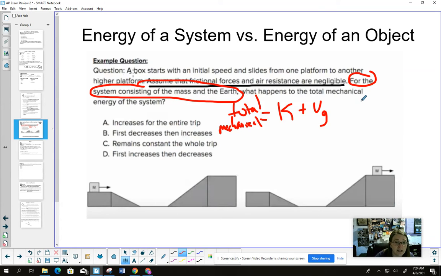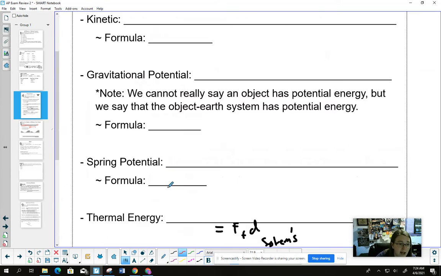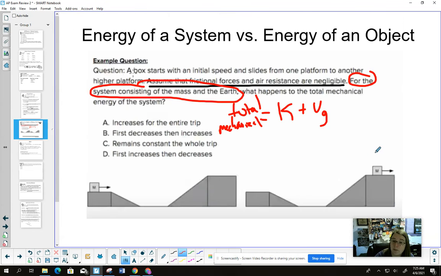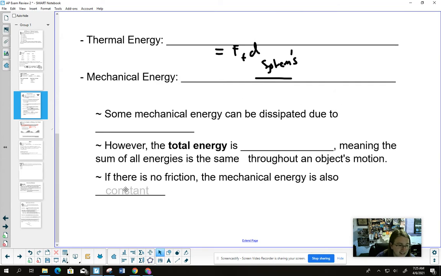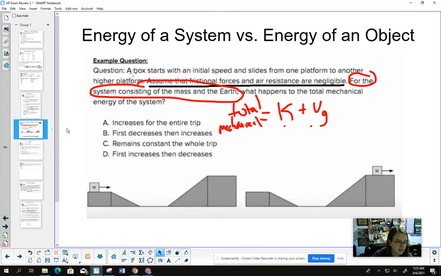Now, do we have any thermal energy being dissipated here? Is there going to be any thermal energy lost? No, because it says friction is negligible. So, because there is no friction, these two are going to remain constant. There's not going to be any energy lost to friction. So those are going to remain constant.